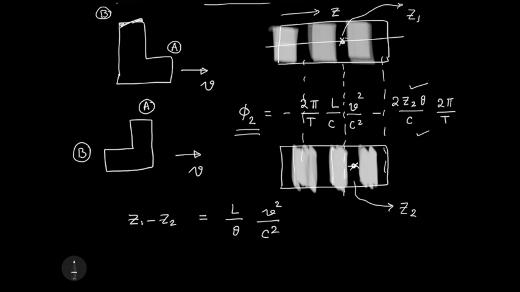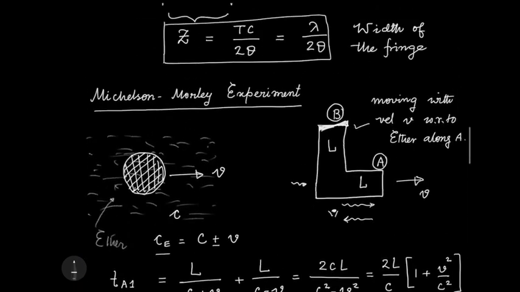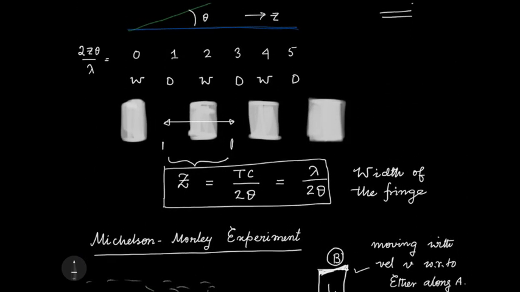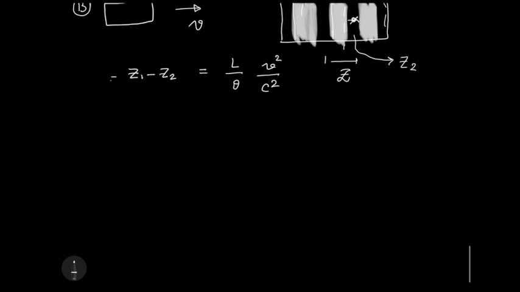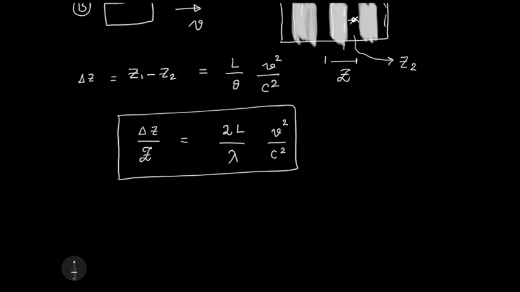So that is the change in the position of the fringe. I can also write this change in terms of the width of the fringe, which we call curly Z, the distance between two dark fringes, which we calculated sometime earlier, which is lambda by 2 theta essentially. So this I call delta Z. I can write delta Z by this curly Z. Curly Z is lambda by 2 theta. So this comes out to be V square by C square. Okay, so this I get.